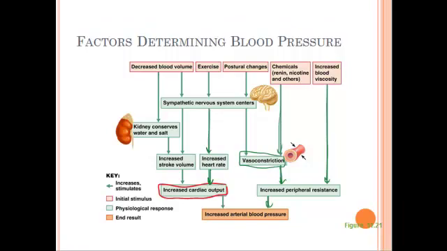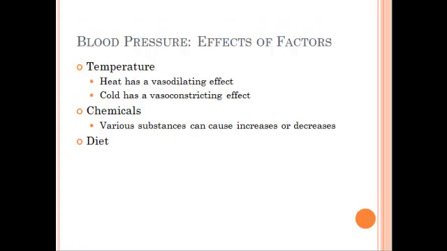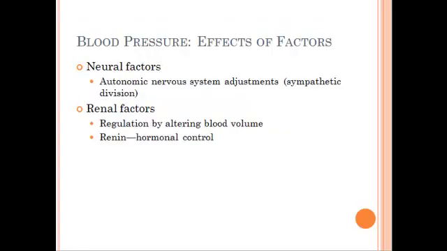So those are the kinds of things that can affect blood pressure. We have neural factors, we have renal factors, which we talked about. Temperature can also affect blood pressure, as well as chemicals, and then your diet can also affect your blood pressure. So all of these things come into play here.